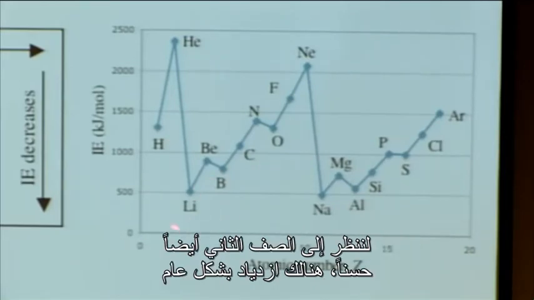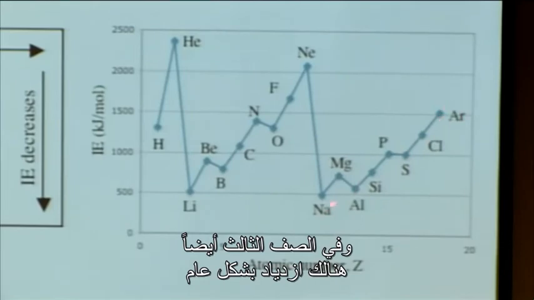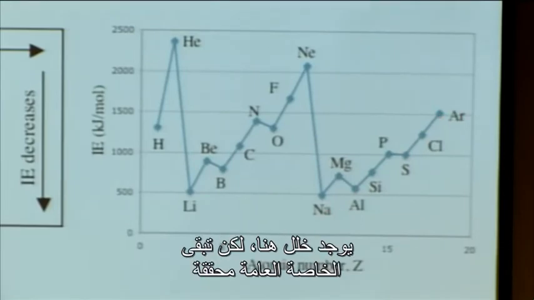Let's look at row 2. Also, we're generally increasing here. We'll talk about that more in a minute. And also in row 3, we're generally increasing. There are some glitches here, but the general trend holds true.